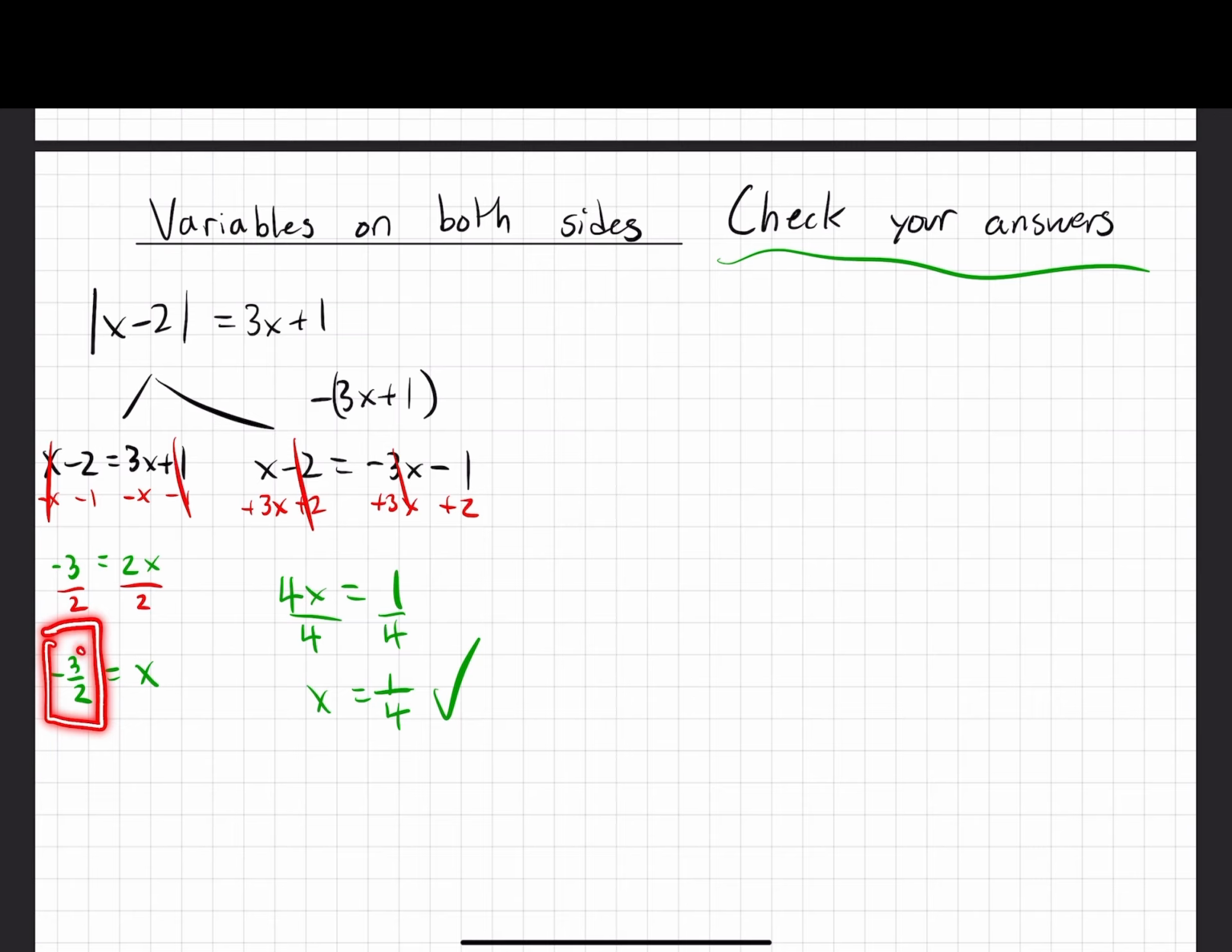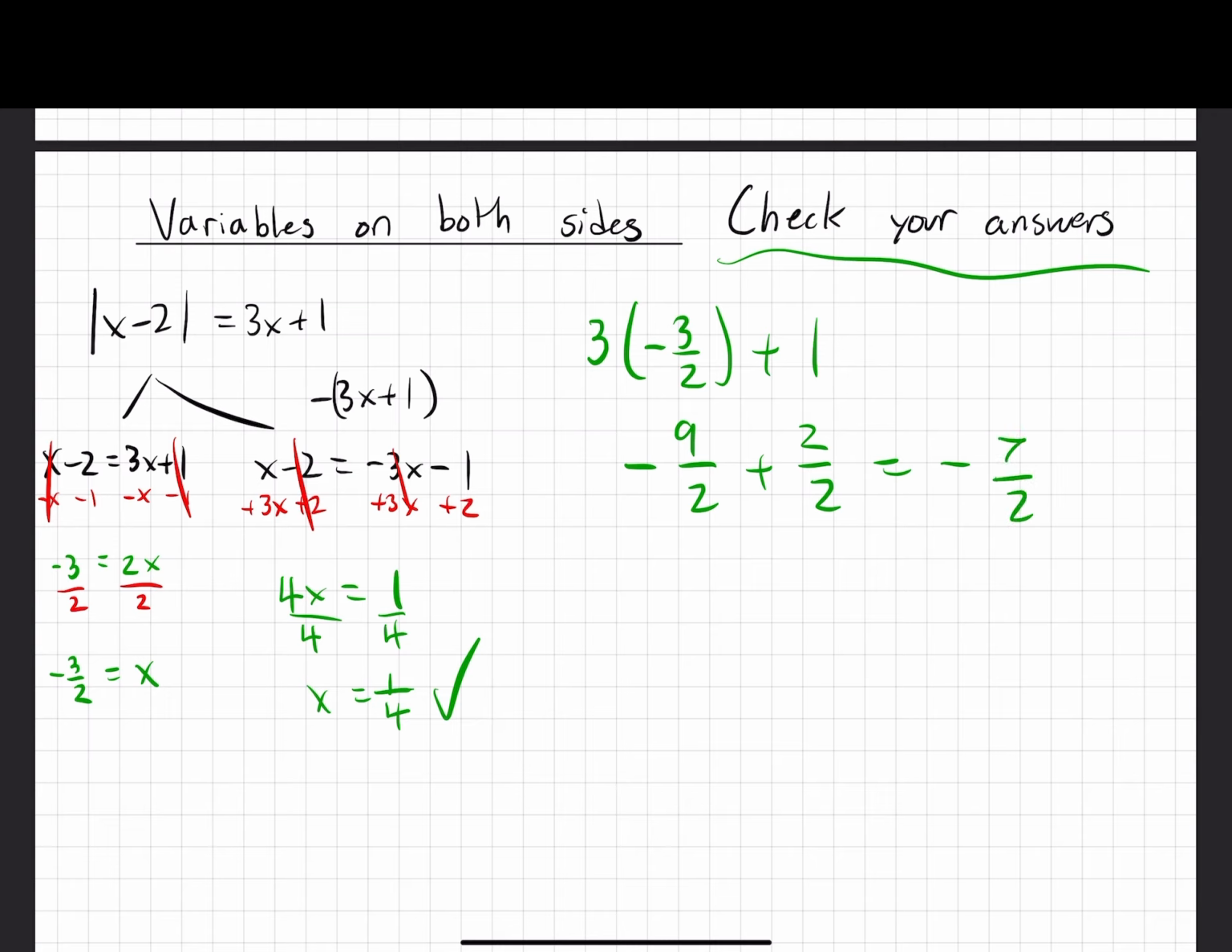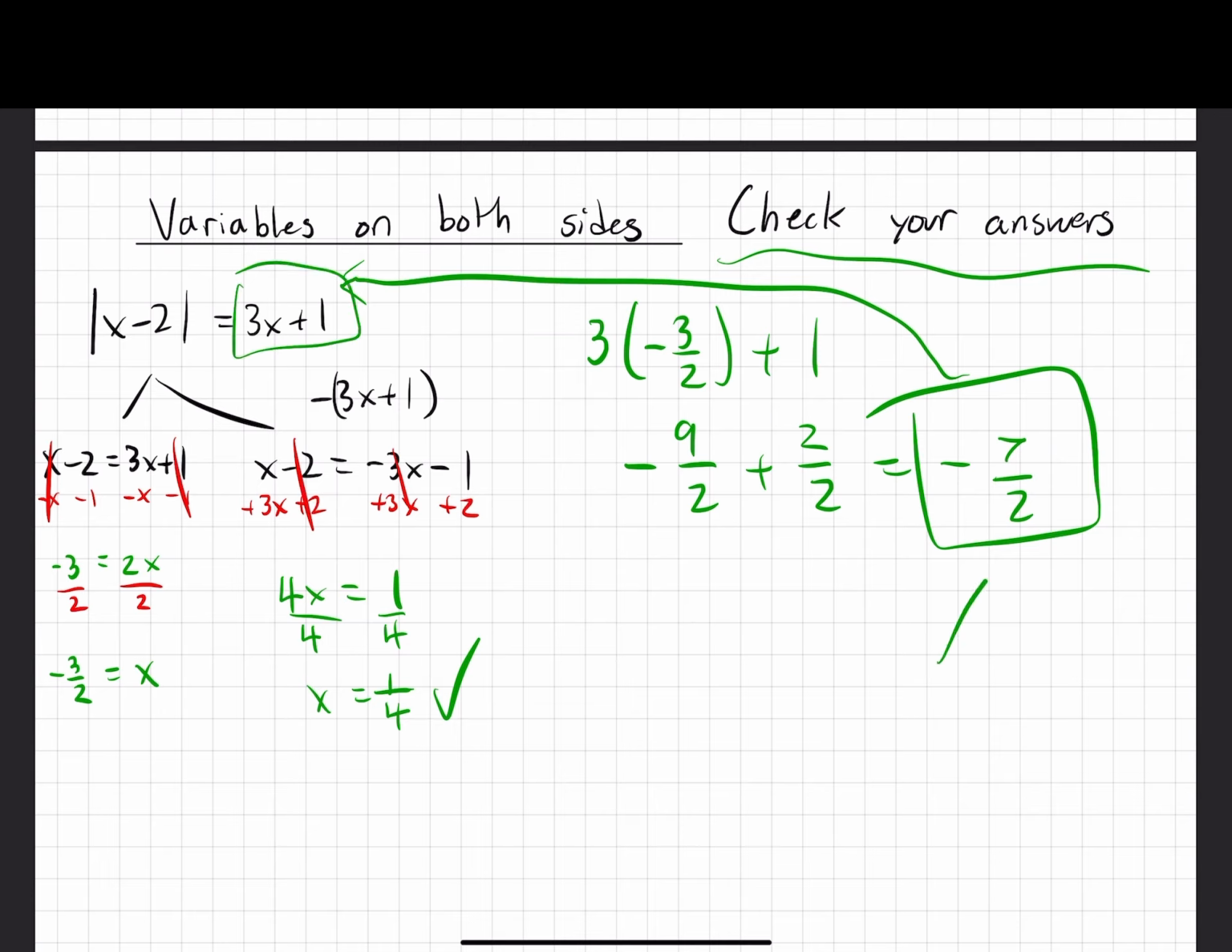But negative 3 halves. Negative 3 halves times 3 is bigger than 1. Let's see how much bigger. 3 times negative 3 halves plus 1. That's going to be negative 9 halves, and 1 is really 2 over 2. That's going to be negative 7 halves. That is most definitely a negative constant. So 3x plus 1 becomes the negative constant, negative 7 halves, when we plug in negative 3 halves.